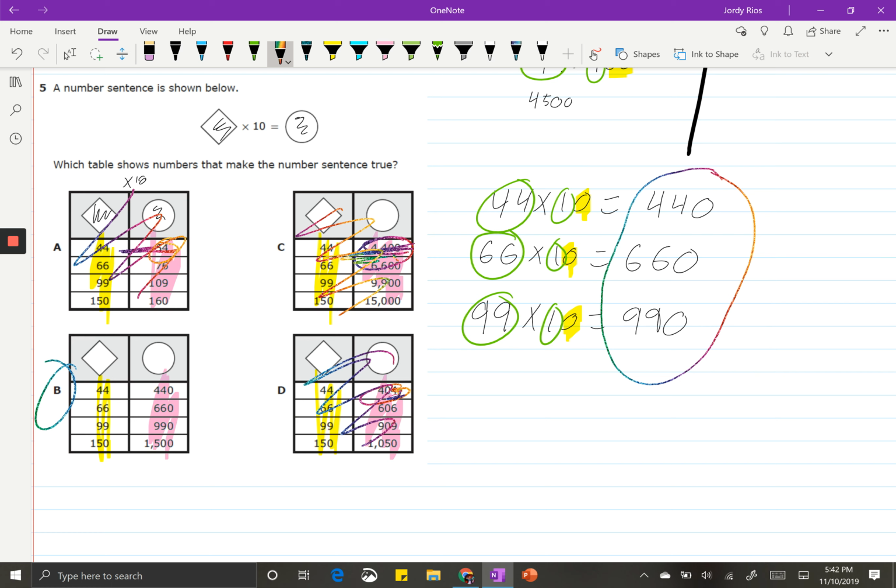Remember, power of 10, power of 100. You know anything times 1 is itself. Just add how many zeros there are, okay?